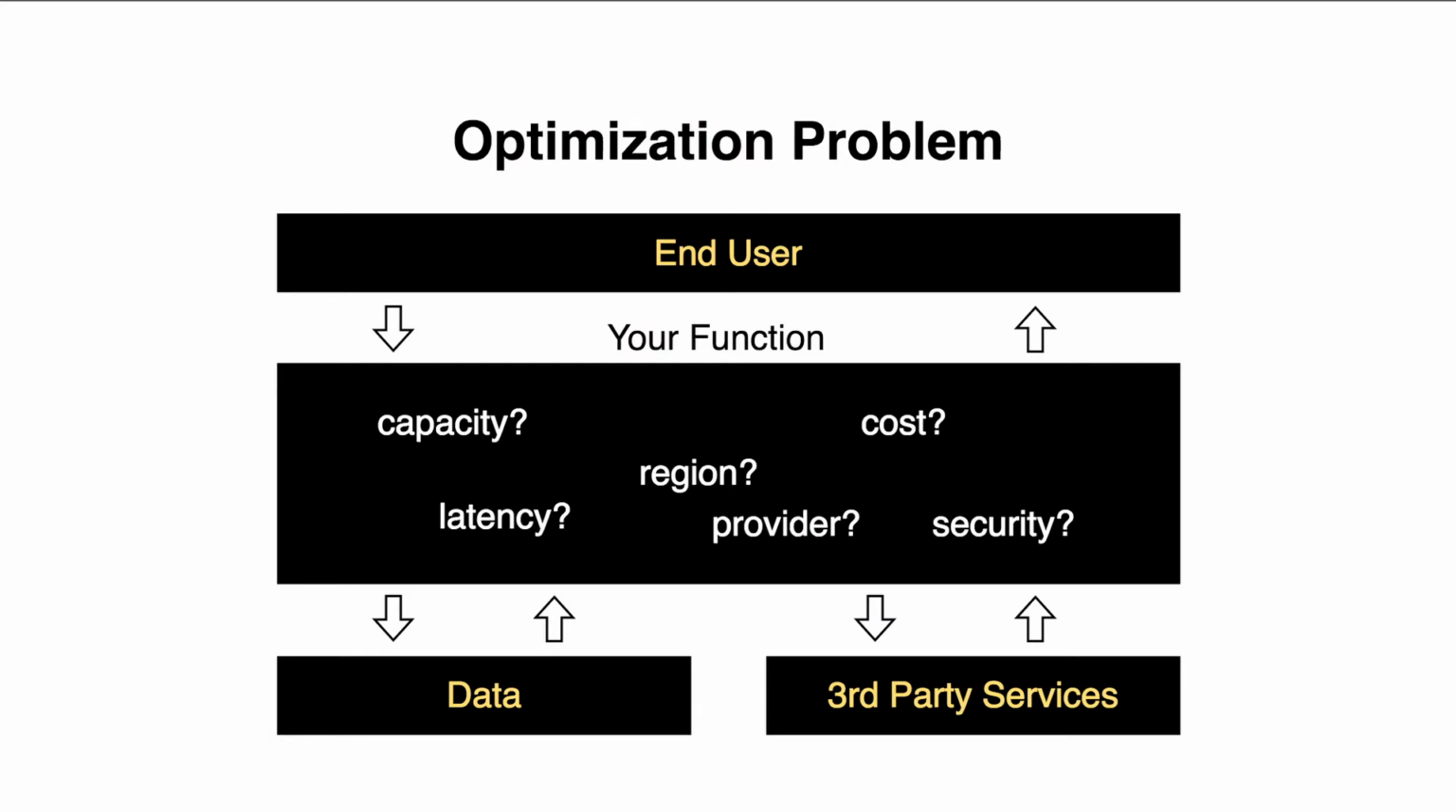So this is a basic example of what I call the optimization problem. You have your end user, your function, and then the data and the third-party services that it needs to interact with. And there are all these things that we want to be able to optimize for. We want to optimize for capacity, latency, regions, sometimes when you're dealing with certain restrictions, those types of things. The provider, cost, security. These are all things we have to take into account when we think about optimizing where our business logic lives. Where is it running?